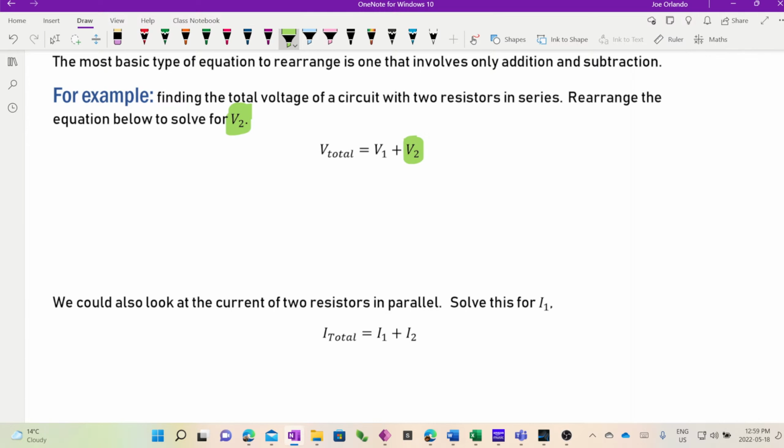Then you put V1 over V2, under V2. No. It's an addition equation, not a multiplication equation. So it would be VT minus V1. Cool. This is great. I'm glad.